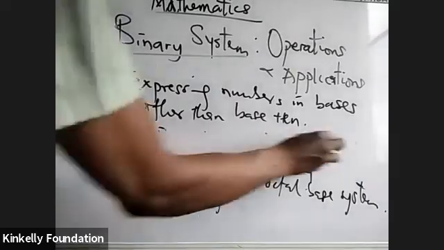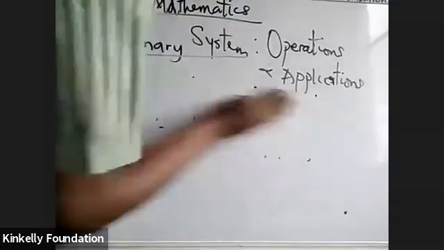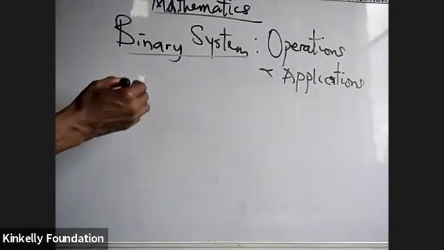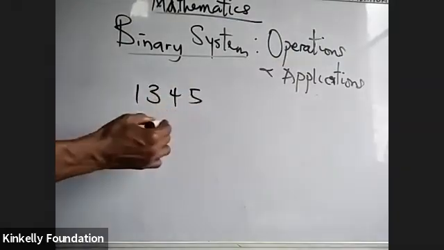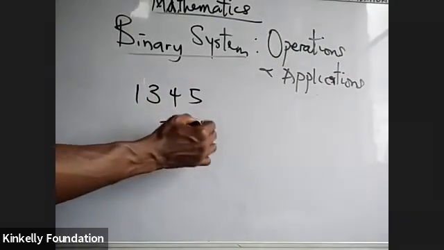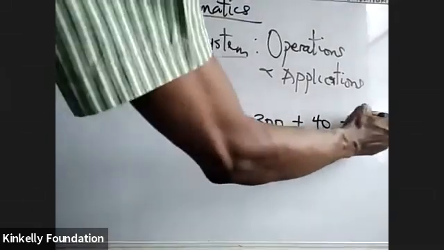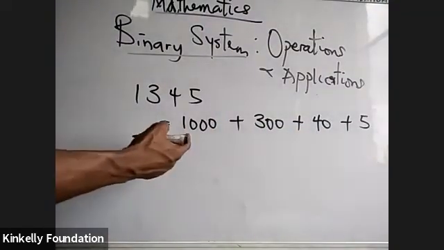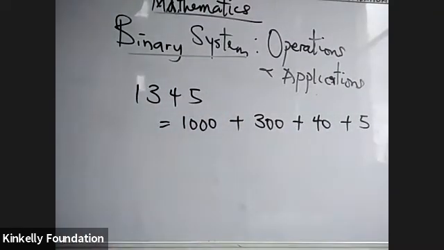But before that, let us consider a particular number in base 10 and see how it's described. If you have a number like this, maybe 1, 3, 4, 5, when you open up this number, it means 1000 plus 300 plus 40 plus 5. Let's just open it in base 10. That is expressing numbers in powers of their bases.